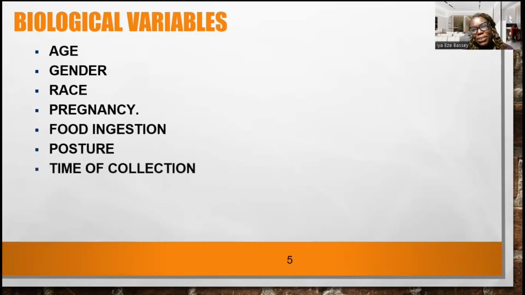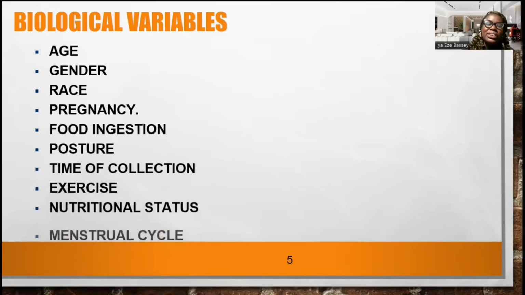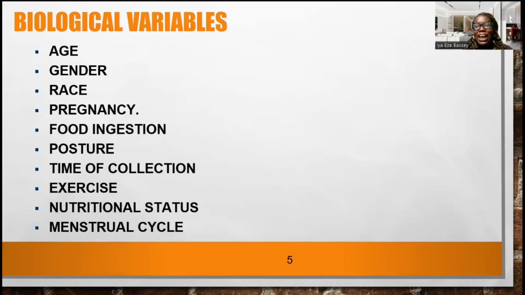What time did you collect that sample? Exercise, nutritional status, and then menstrual cycle in females. So you find out that even in females, at a particular point of the menstrual cycle, the results that you may have for certain markers are different from what you have at other times of the menstrual cycle.